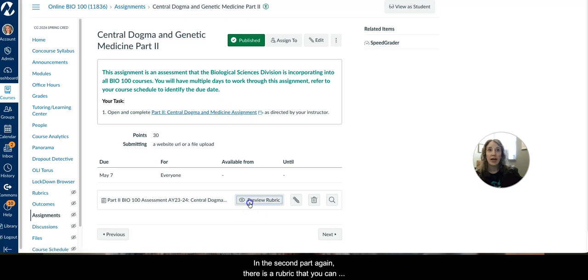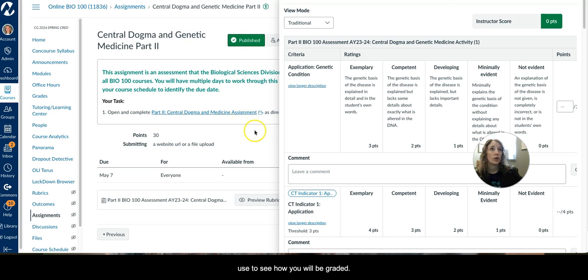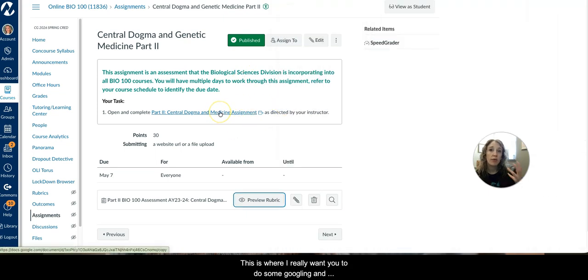In the second part, again, there is a rubric that you can use to see how you will be graded. This is where I really want you to do some Googling and some research about the potential for how CRISPR could be used. Now, you will likely find that you can't just easily Google how CRISPR technology can be used to fix whatever the condition is, because it hasn't yet been explored, most likely. While there's all kinds of interesting clinical trials and researchers that are doing this, it's very, very new technology.